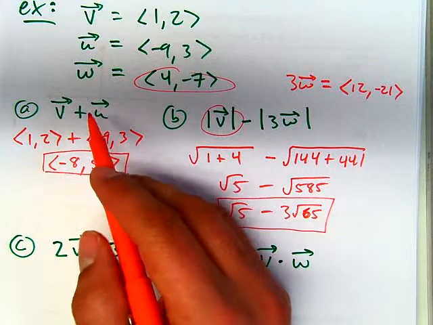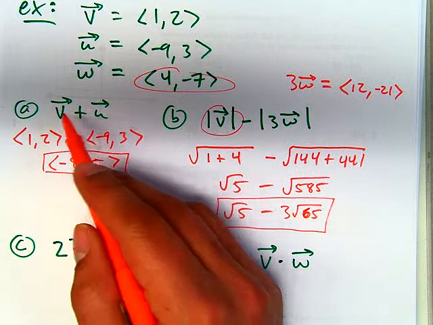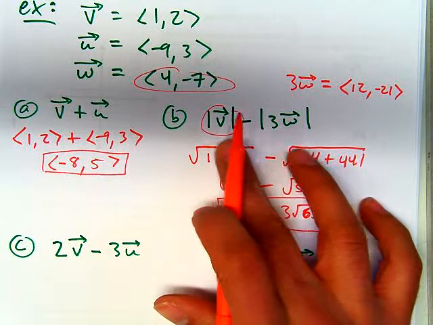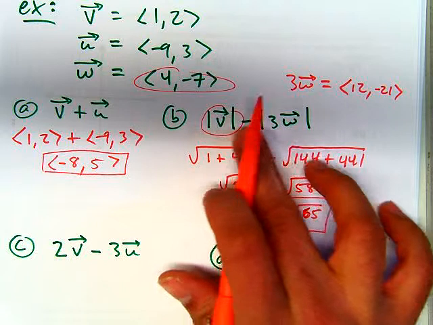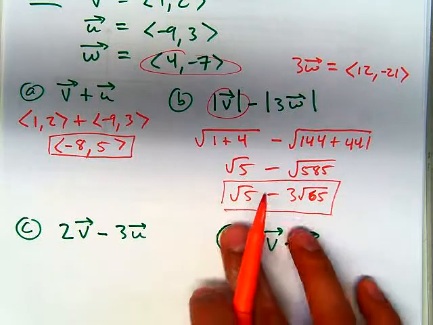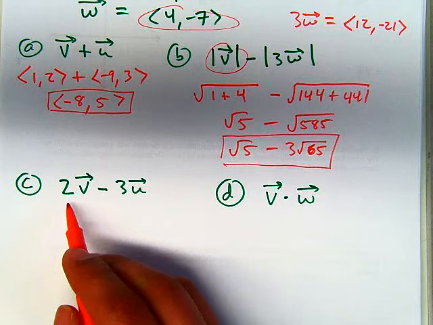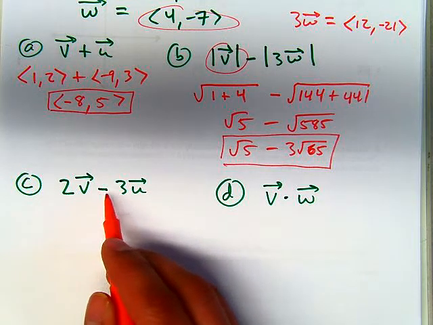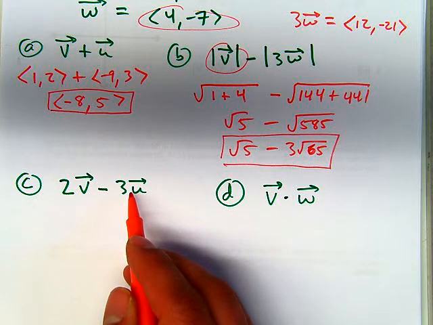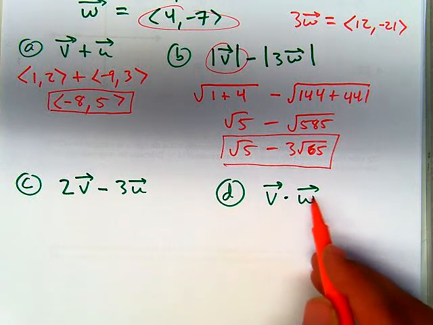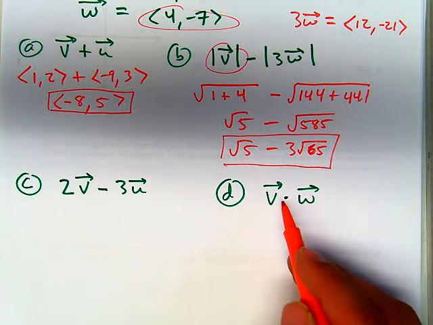Okay? So important distinction here. When you add two vectors together, you get a new vector. Here you're finding the length of one vector and subtracting the length of another vector, so you're going to get just a numerical answer. This is not a vector here. Here I'm doubling a vector and subtracting another vector that got tripled, so we're going to get a vector for an answer. And from before, when you take the dot product of the two vectors, here we're going to get just a number for the answer.